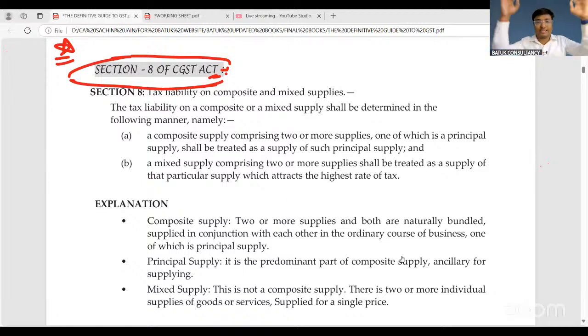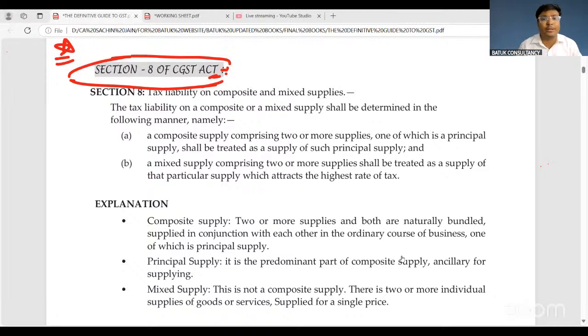Section number 7, yes, just go with that for 2 minutes. Those who want to leave, they can leave. Those who are here, we can go for a recap. Section number 7, S for 7, S for supply. Supply includes sale, exchange, barter, transfer, lease, rental, disposal, agreed to be disposed. Two important terms: one is for a consideration, another is in the course or furtherance of business.